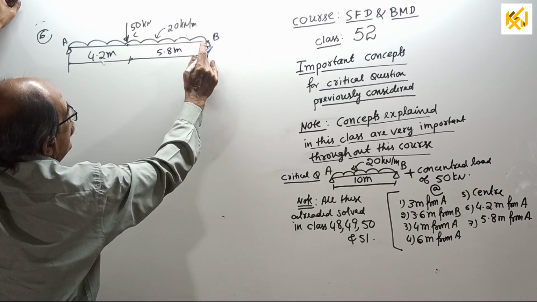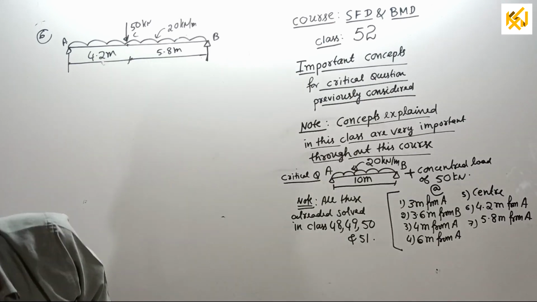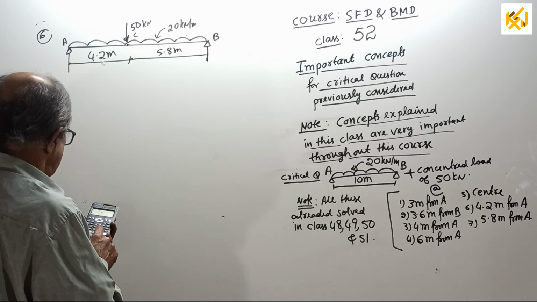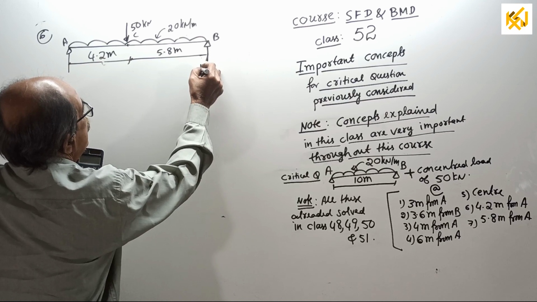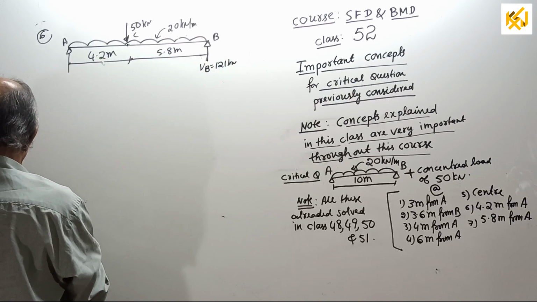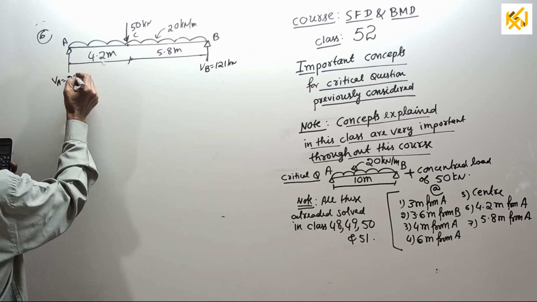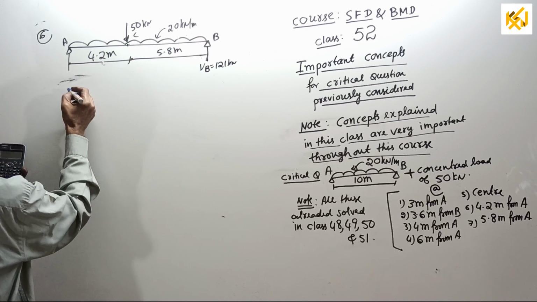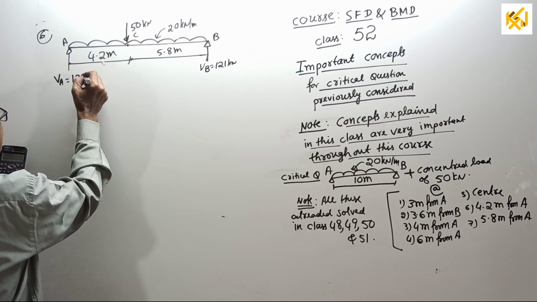Reaction required. Actually, I could make a note and write it down and bring it, but no, I never believe in written solutions. I always calculate. 121 kilonewton, VB. VA. 229, no, 121 minus 250, some calculation problem. VA equals, I can make out immediately, 129 kilonewton. Immediately I can make out.